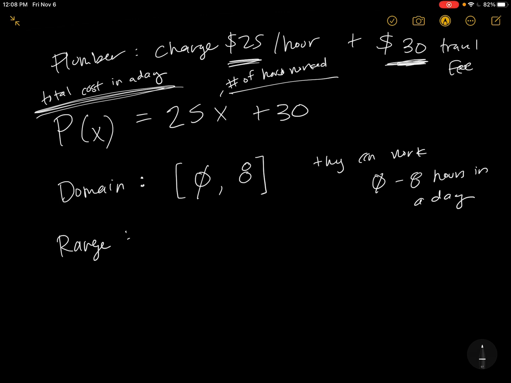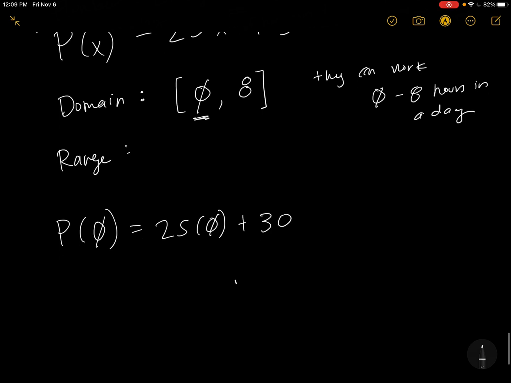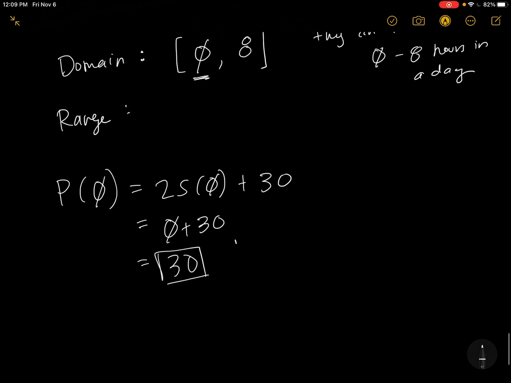Okay, so then now we have to figure out the range. Sometimes you actually can't figure out the range until you plug in the X values. So let's figure out the value of P of X when X equals 0, the bottom of our range. What's the minimum you're going to pay? If you call a plumber, even if they work for 5 minutes, you are still going to be paying them at least $30 for their time to drive there and look at it. So that's the minimum value that you're going to pay.